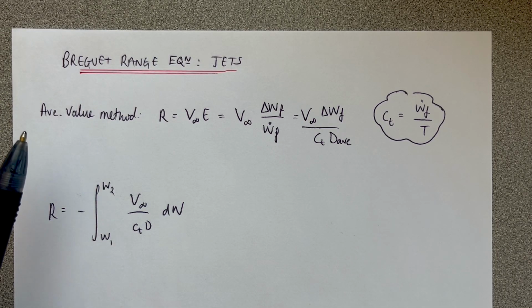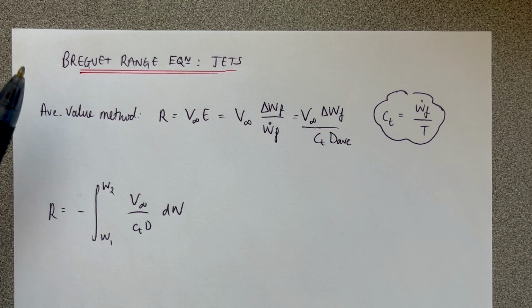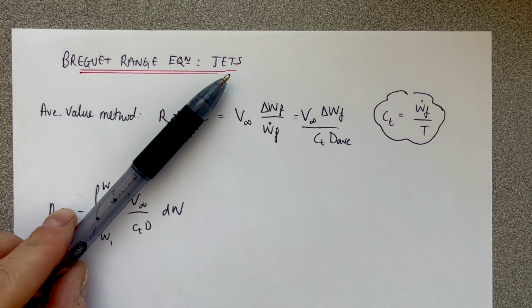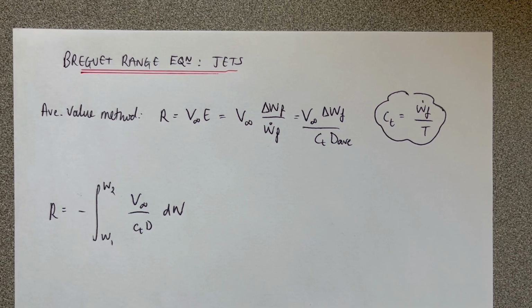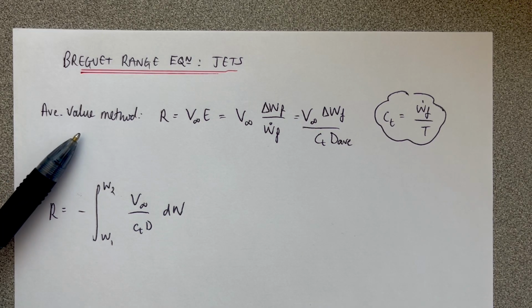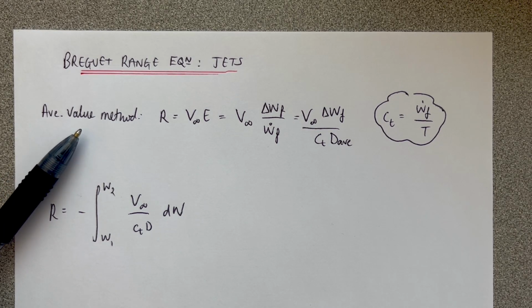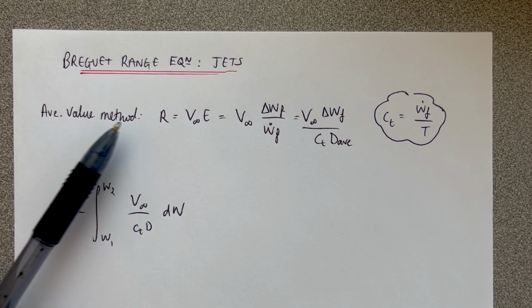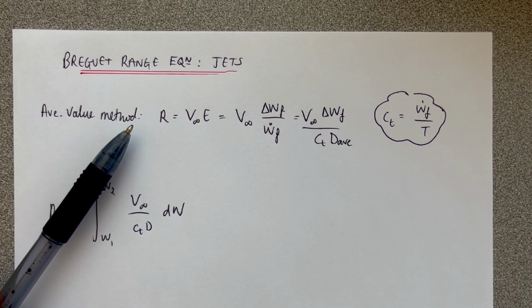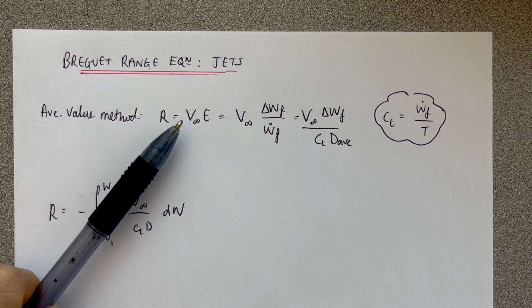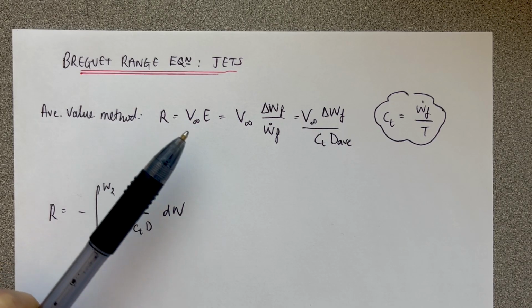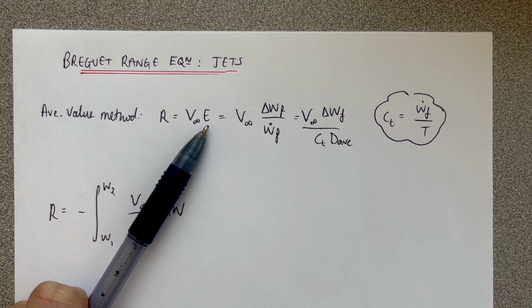So in this final video we're going to look at a derivation and analysis of the Breguet range equation specifically for a jet-powered airplane. As with the previous videos in this series, we're going to start with the average value method to start our derivation. In this case, the average value method for the range is simply the airspeed multiplied by our endurance.